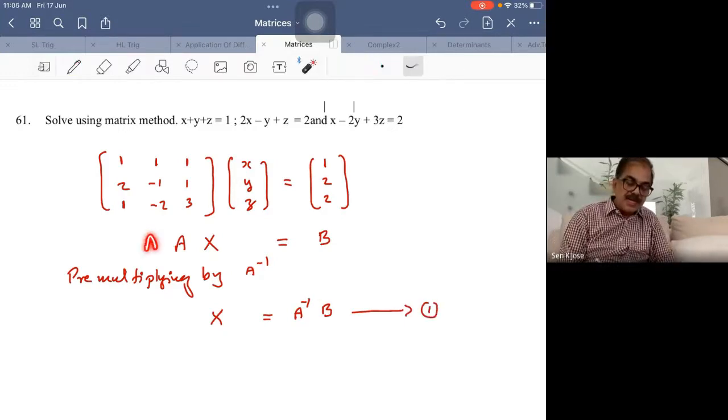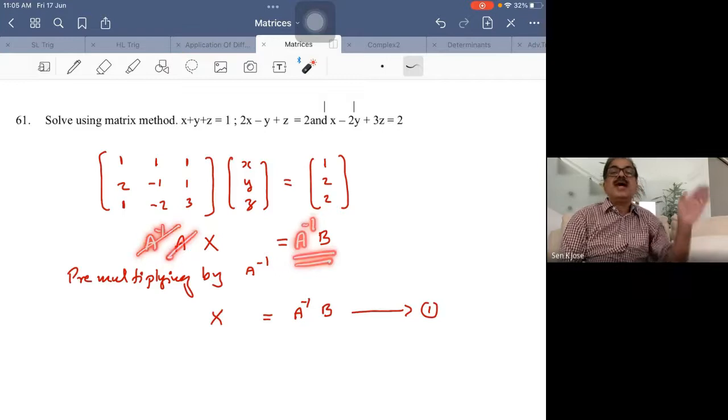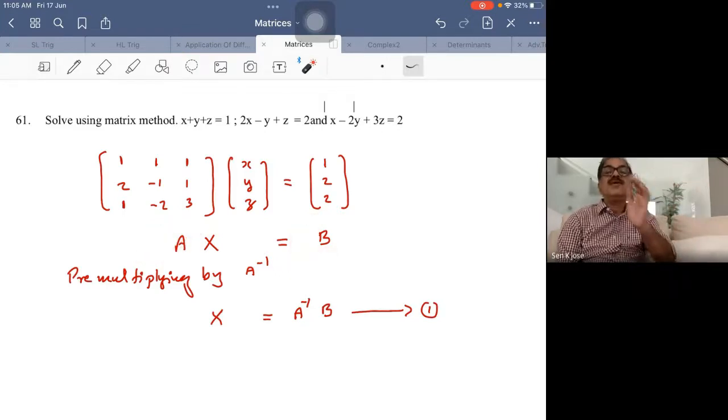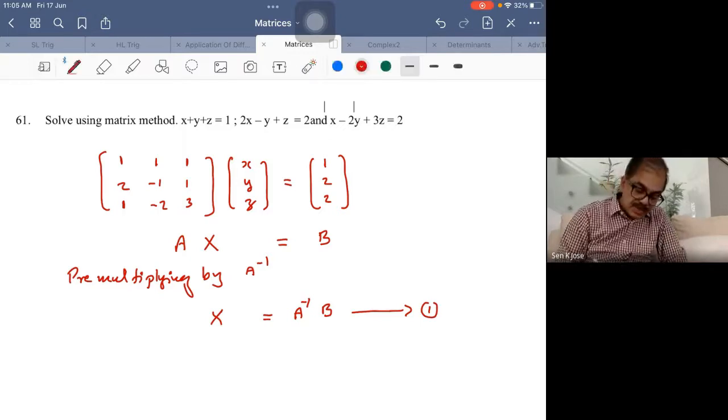Look at that again. I pre-multiply by A inverse, so A inverse and A will cancel. But on the right side, it will be A inverse into B. I put an A inverse on the left side of both sides, A inverse into the LHS and A inverse into the RHS. So I get X is equal to A inverse into B. Now, I'm leaving it here because I don't know what A inverse is. So I'm going to go and find A inverse now.